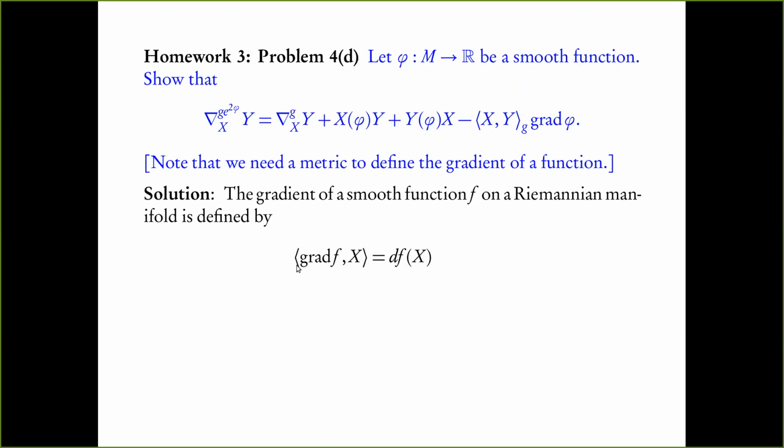It's defined to be that vector field which, when paired with any vector field, is nothing but the one form df acting on the vector field you're pairing with. But this requires this inner product. At least it requires a non-degenerate inner product. So the grad that you see up here is the gradient with respect to the metric g. This is not the gradient with respect to the new metric. So just keep that in mind. This is gradient phi with respect to this metric. Okay.